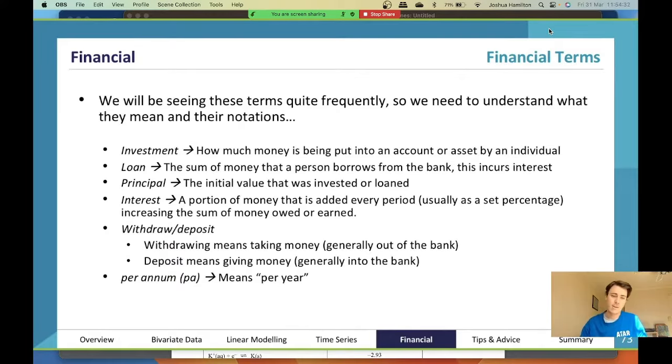I'm sure you'll read through it yourself, but an investment, I'm sure you all know what an investment is. You put money into an account or an asset, and you get money back. So the investment is how much money is being put into an account or asset by an individual. So it's how much money you're putting in, and then you should essentially get money out. A loan is the sum of money that a person borrows from the bank that incurs interest. A principal is the initial value that was either invested or loaned. So it's the initial value. That's the principal, the initial value.